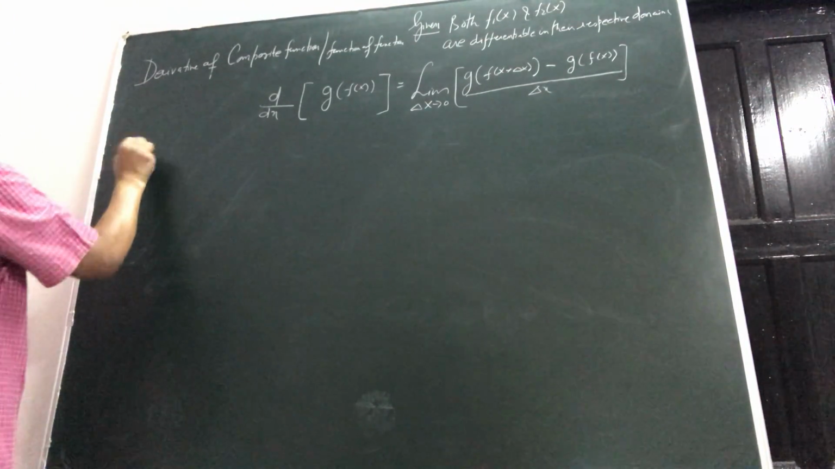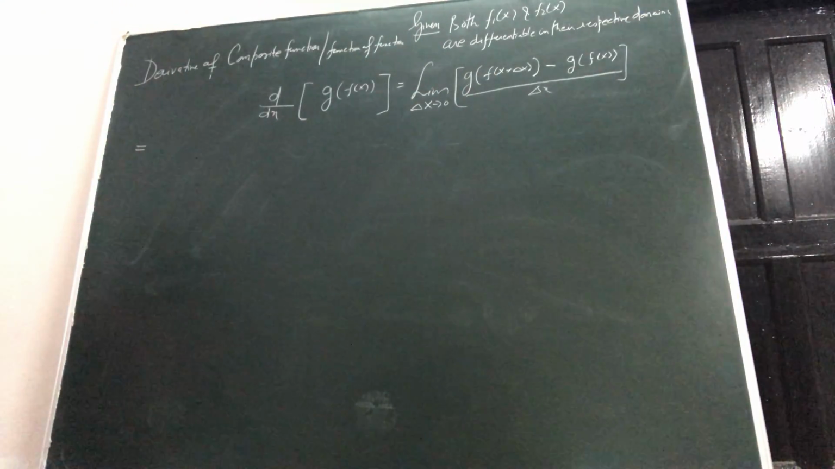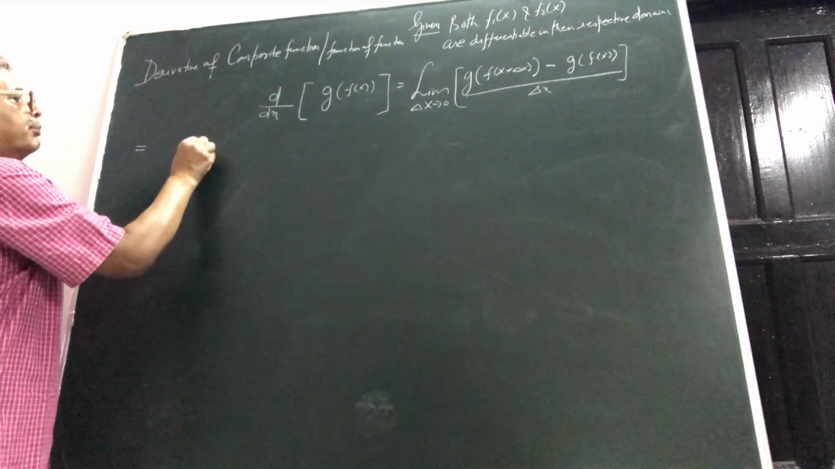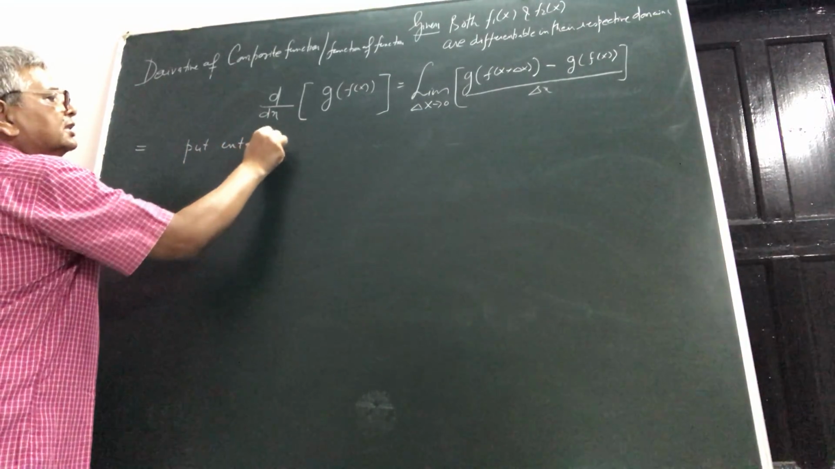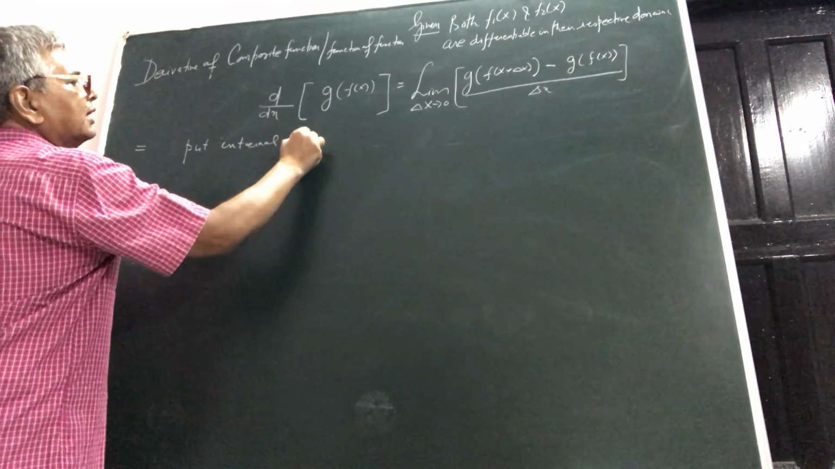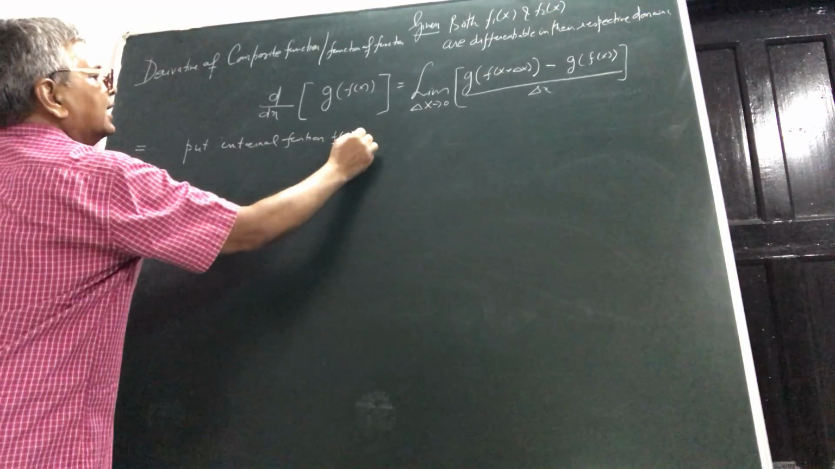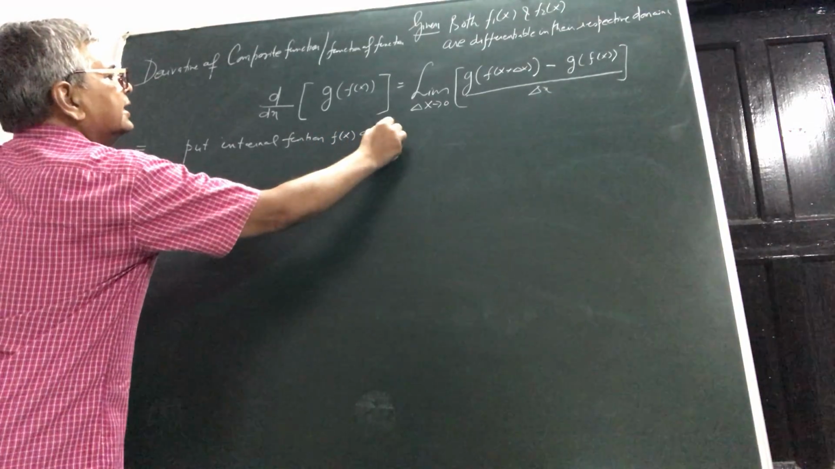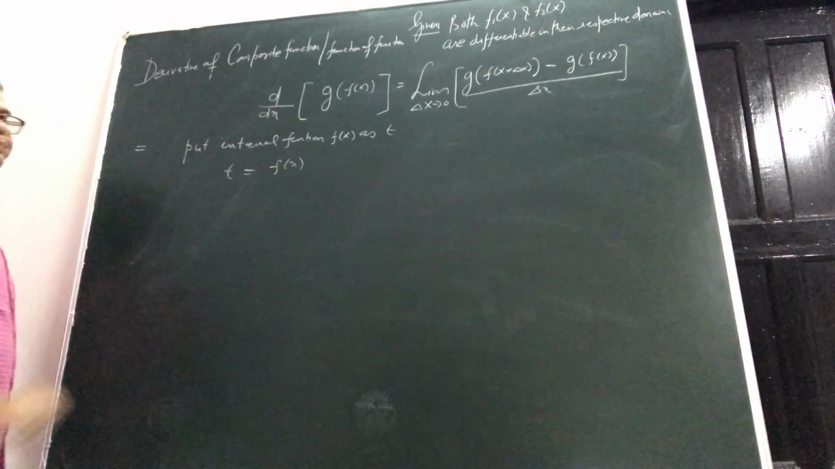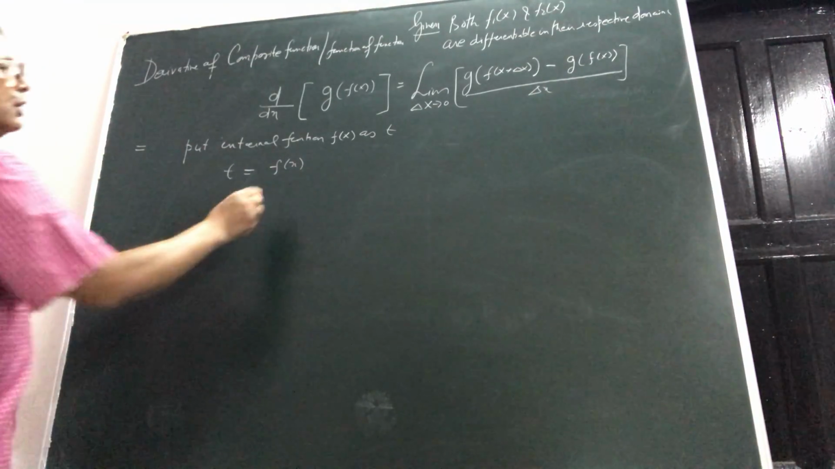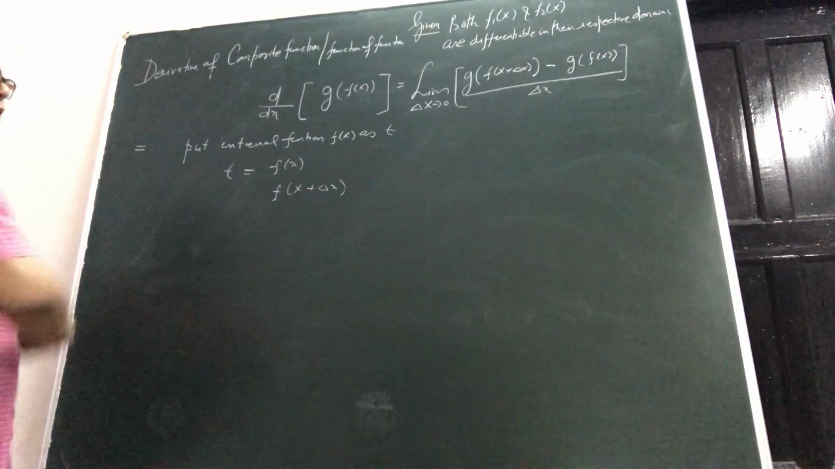So now let us see how we are going to write this. Here see, put the internal function, what is your internal function there? f(x) as t. So t is equal to f(x). Now see, t is equal to f(x). So what will f(x + Δx) be equal to? This thing you need to know.